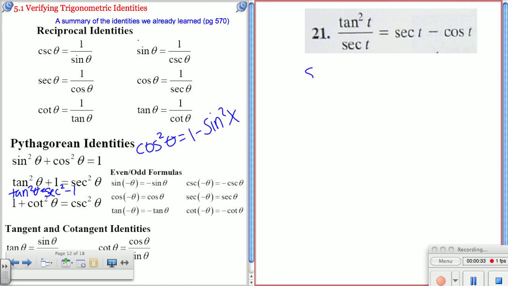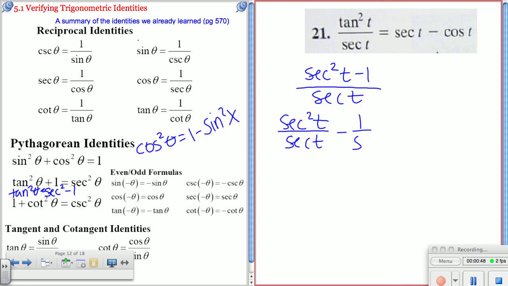So let's change that tan squared into secant squared minus 1 all over secant. And then I'm going to break up my fraction. So I'm going to have secant squared over secant minus 1 over secant. Remember, you can break up the numerator, but you can't break up the denominator. Now, secant squared over secant, one of those is going to cancel, and I'm just going to be left with secant. And 1 over secant equals cosine. So I get secant t minus cosine t. And that was my goal.